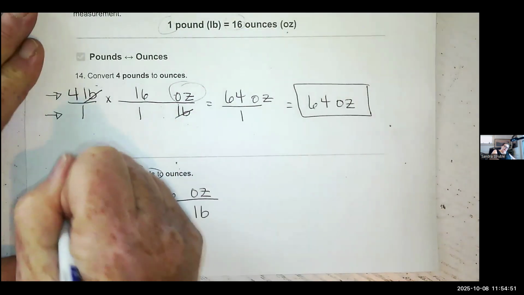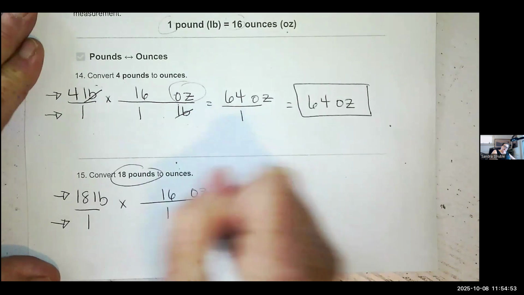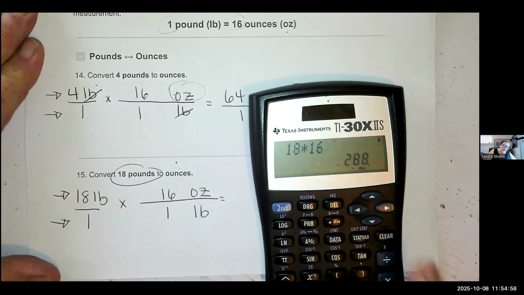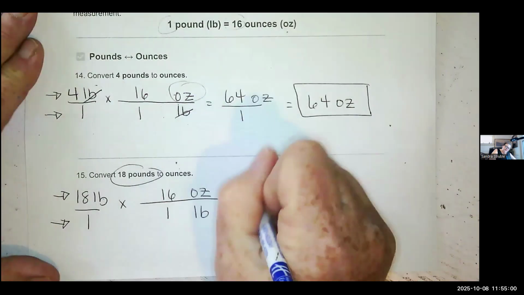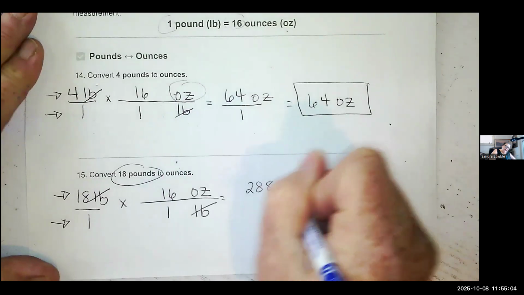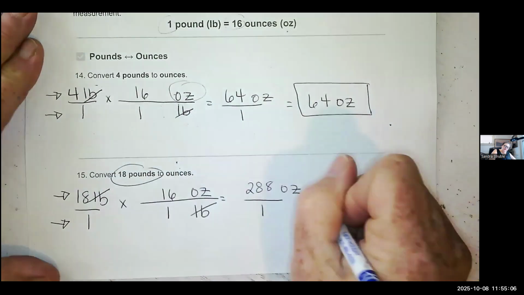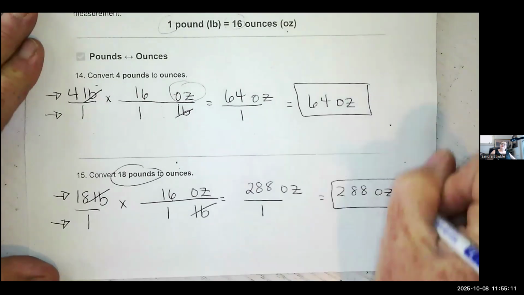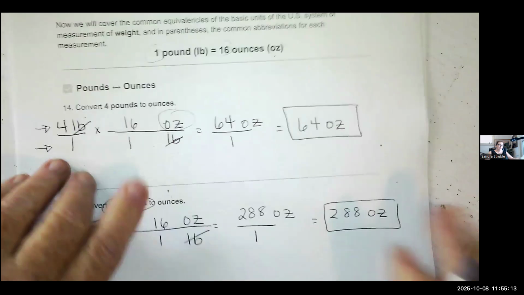Now we multiply straight across. 18 times 16 is 288. My pounds are gone. I'm left with ounces. And then my denominator is 1 times 1. So my answer is 288 ounces. As you're going through this, let me know what questions you have.